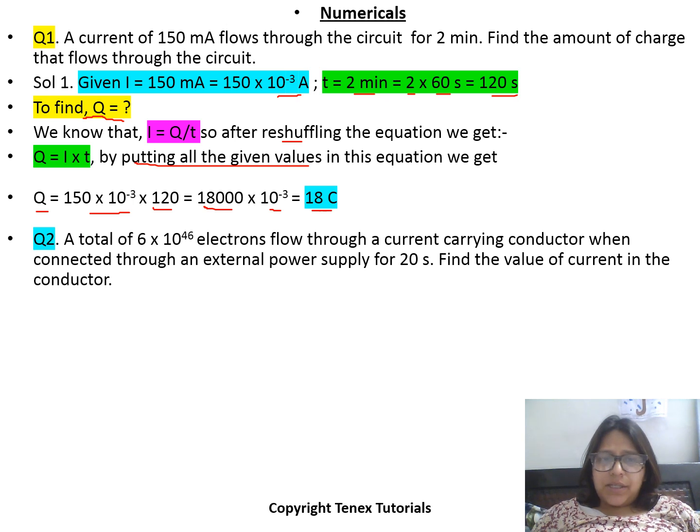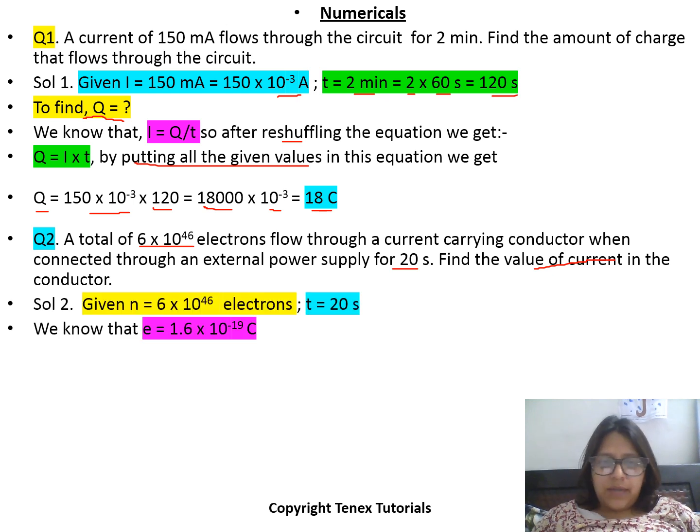So the second question is that a total of 6 into 10 raised to power 46 electrons are flowing through any current carrying conductor when it is connected through an external power supply for about 20 seconds. So in 20 seconds, how many electrons are flowing? 6 into 10 raised to power 46 electrons. So the questioner is asking us that we need to find the value of current in the conductor. Okay, so how do we do that?